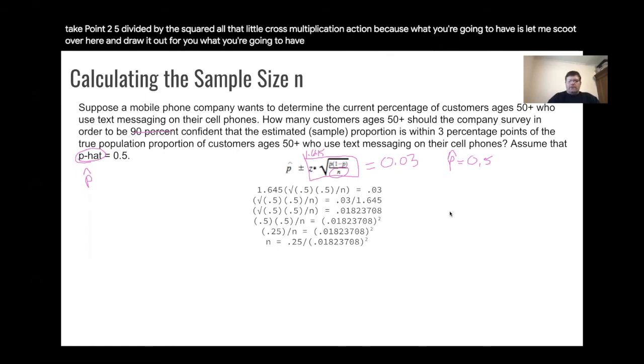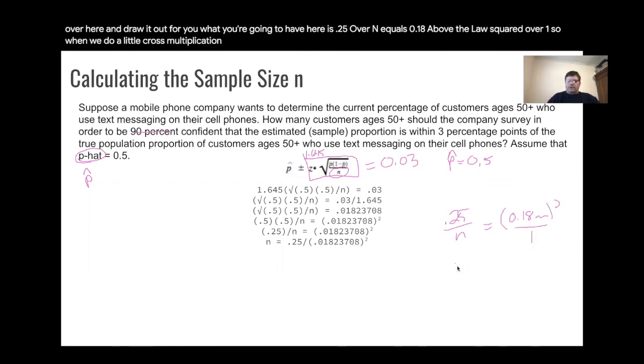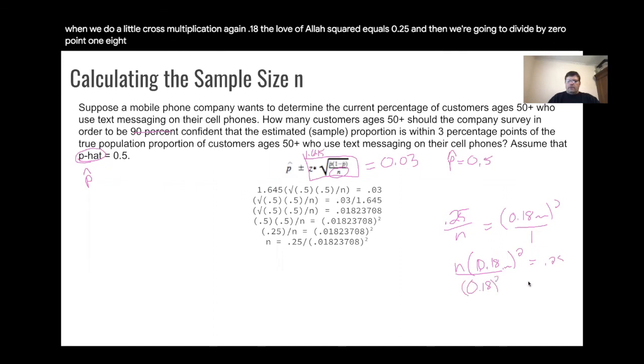What you're going to have here is 0.25 over n equals 0.018 blah, blah, blah, squared over 1. So when we do a little cross multiplication, we'll get n times 0.018, blah, blah, blah, squared equals 0.25. And then we're going to divide by 0.018 squared. And that's going to give me n. All right. So that's how she got that, just if you didn't catch the algebra.